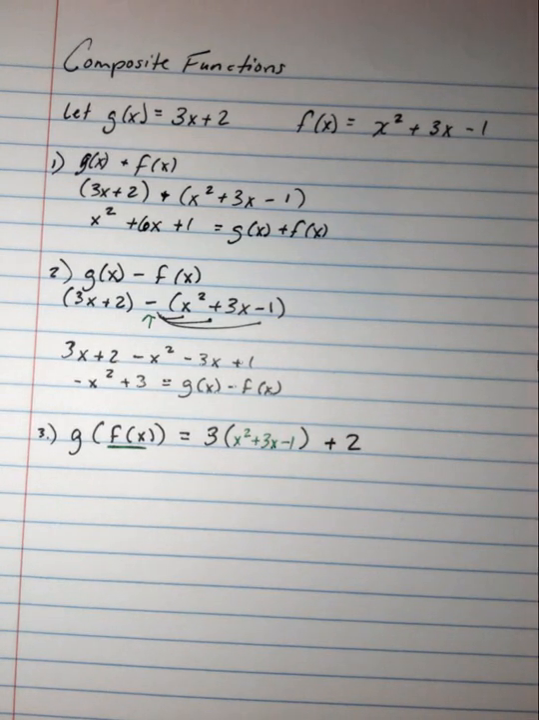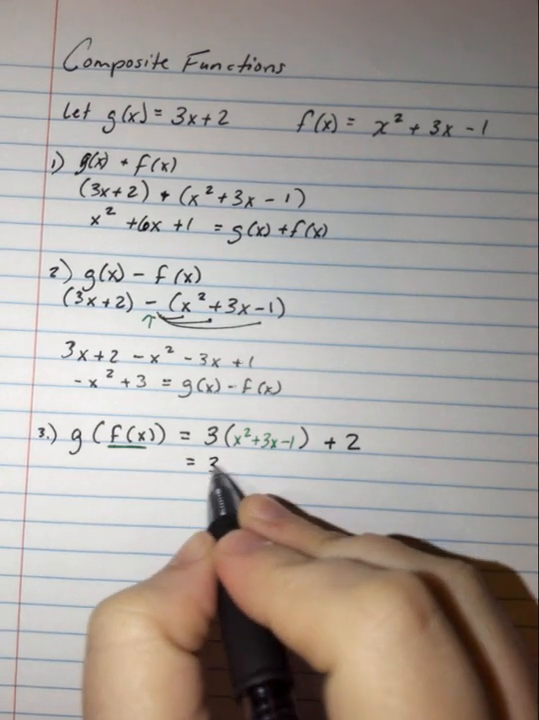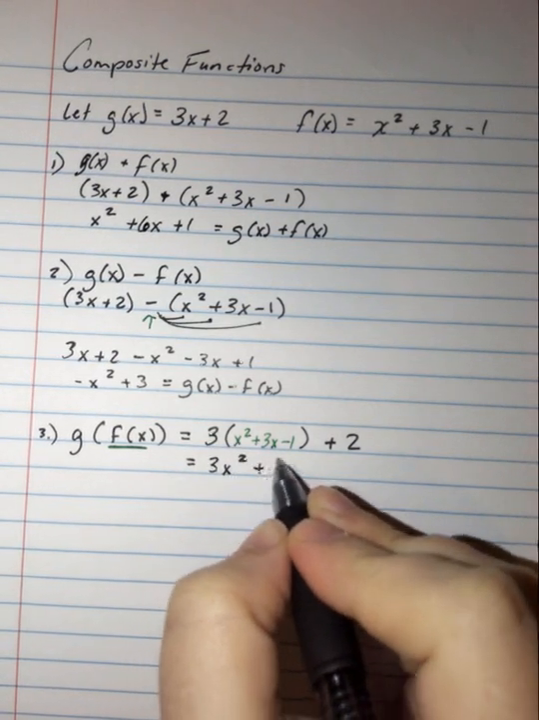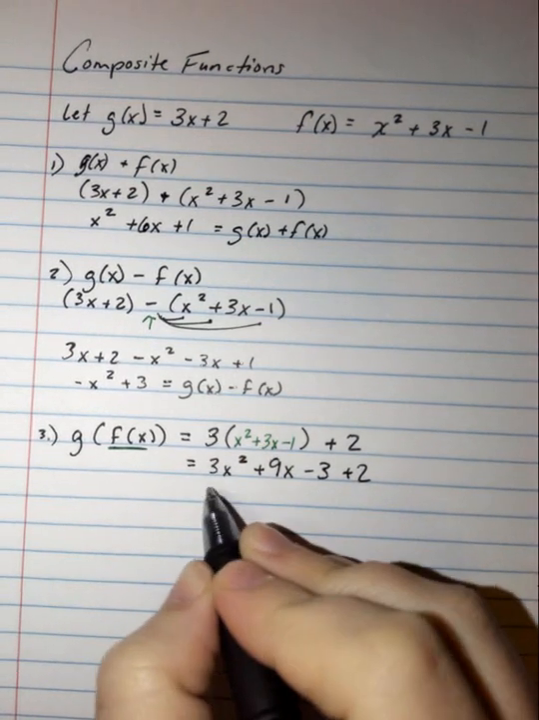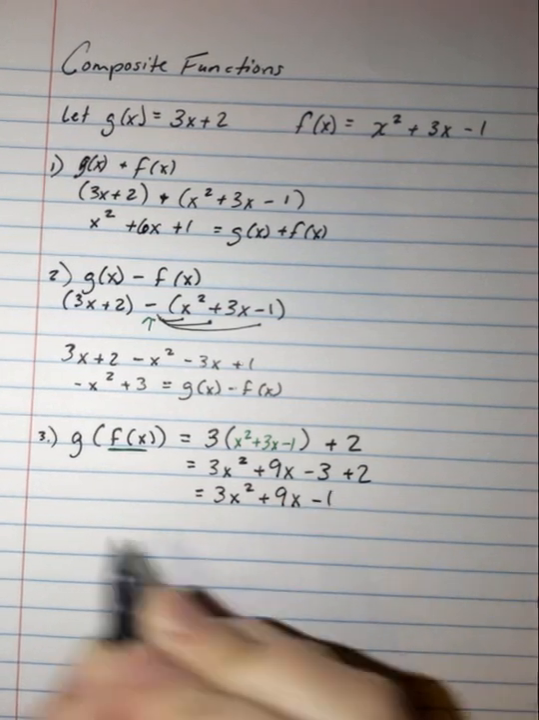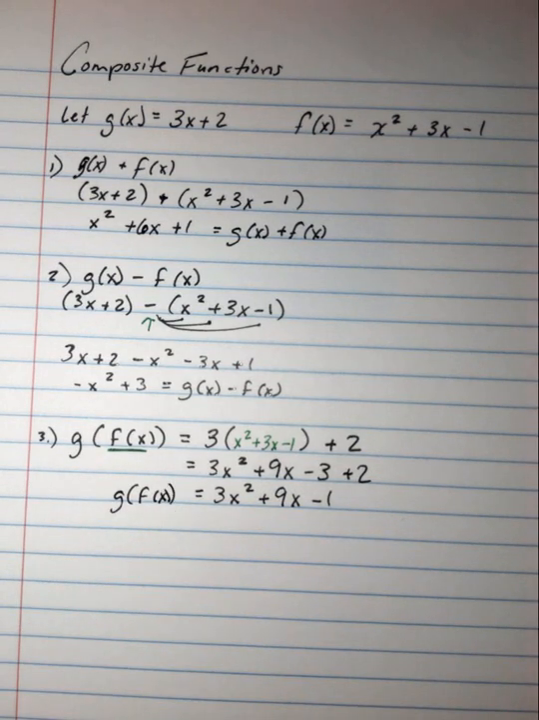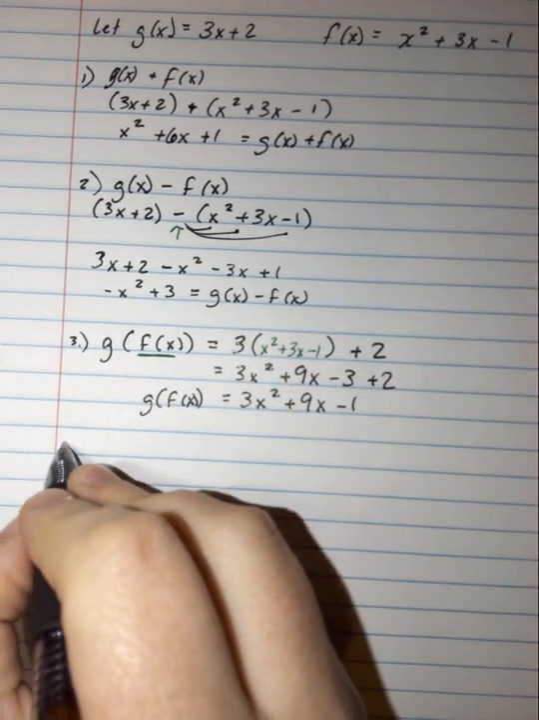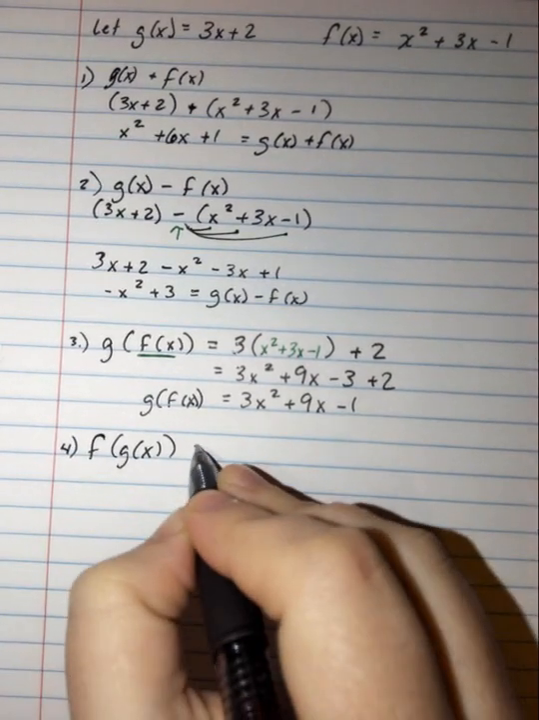And then what do I do? Well, I simplify. How do you simplify? You distribute. You're going to get 3x squared plus 9x minus 3. Bring down your plus 2. Combine any like terms you've got there. So 3x squared plus 9x minus 1. And that is g of f of x. We can also do this the other way. We can also look at f of g of x.